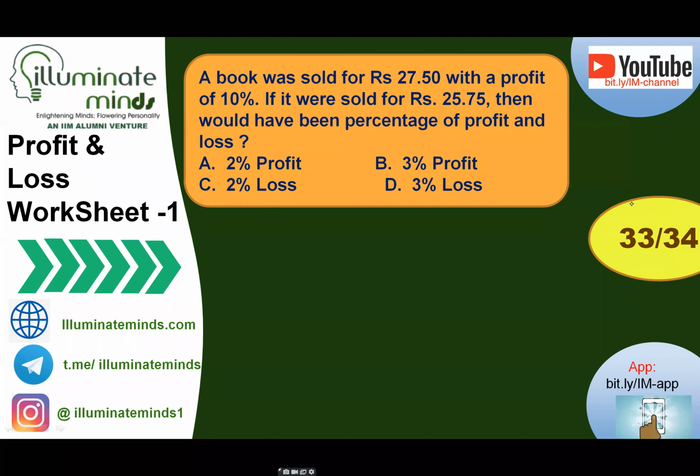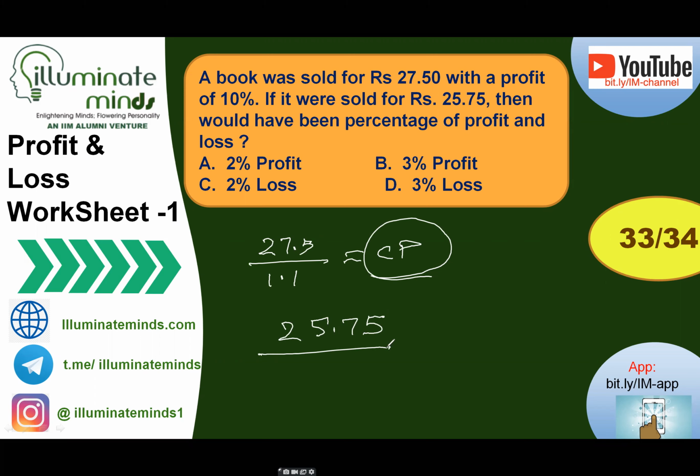So question number 33. A book was sold for 27.5 with a profit of 10%. So 27.5 divided by 1.1 is equal to the cost price. If it was sold for 25.75, then the profit percentage? So this is my cost price. New SP is 25.75. Correct. I will still do SP by CP. Correct, guys. So we'll divide it and reach the final answer.